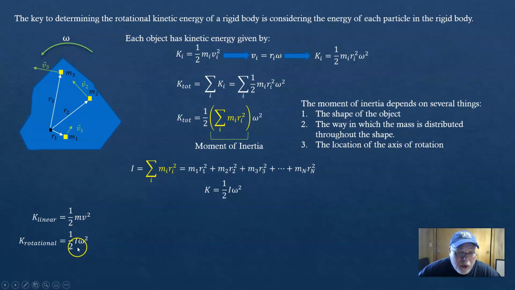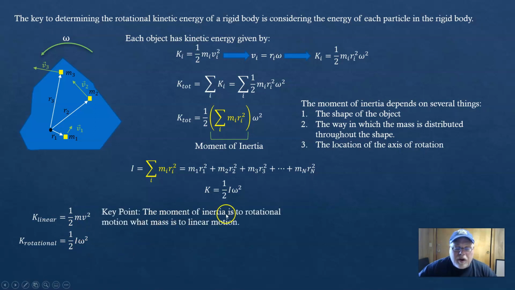Okay? And then what we have here in the middle, we've got m that's involved in calculating the energy of an object moving in a line. We've got the moment of inertia. Okay? Now these equations are so similar that we see there's got to be a connection between the way m, the mass, works for an object moving in a line, and the way I works for an object that's rotating. And here's the key point. You see, the moment of inertia is to rotational motion what mass is to linear motion.